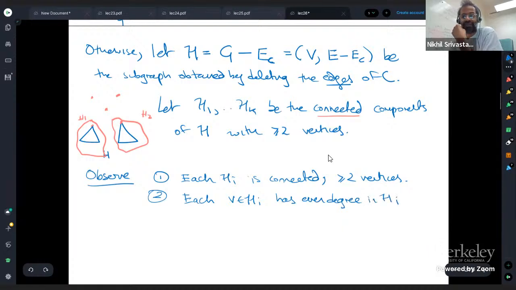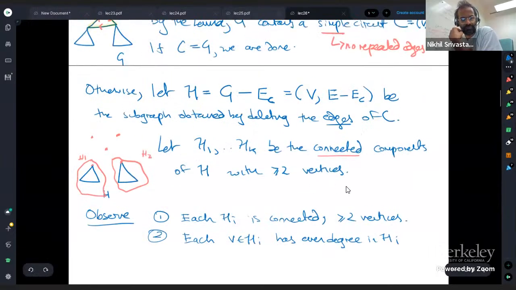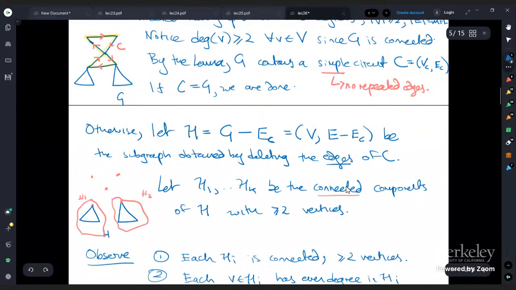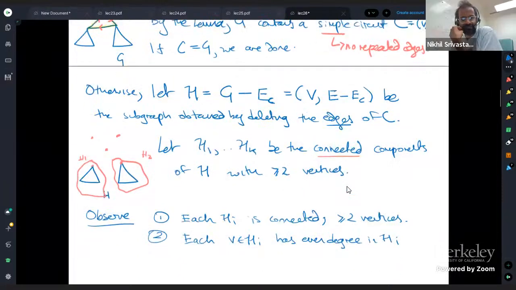Even degree in the H_i. Now, why is that? We knew beforehand, before we removed the simple circuit, that every vertex had even degree. Anything that was not a vertex used in the simple circuit is already fine, and anything that was used in the simple circuit will have an even number of edges removed, because something must have entered and then left, using an even number of edges.